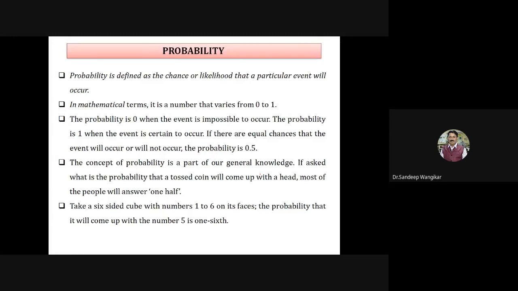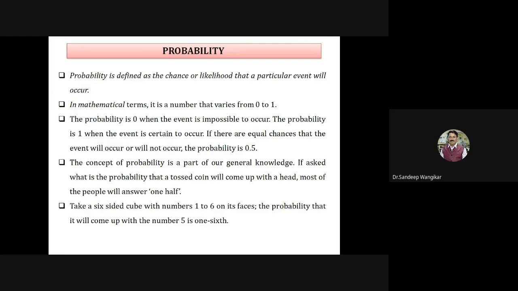So let us take one or two simple examples to give clarity on probability. The concept of probability is part of our general knowledge. If asked what is the probability that a tossed coin will come up with a head or with a tail, we can say the probability is 1/2, that is 0.5. So if a coin is tossed, there are two chances. Either head will be there or tail will be there.